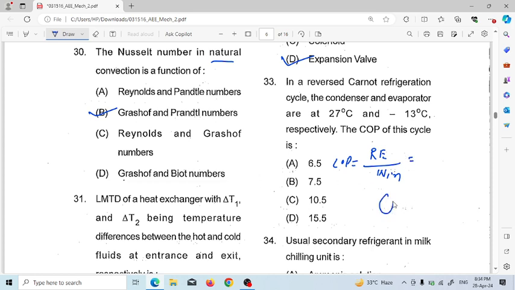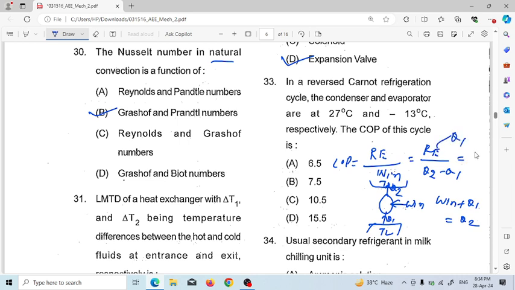So this is the cycle, we have work input, this is Q rejected, and this is Q input, the refrigeration effect, where this is T lower and this is T higher. From the first law, W in plus Q1 is equal to Q2. So W in is equal to Q2 minus Q1, and refrigeration effect is equal to Q1, so COP is equal to TL divided by TH minus TL.